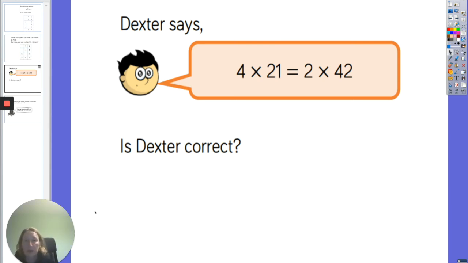And now I'm going to talk you through the answer, because is Dexter correct? Yes, he is correct, because both multiplications are equal to 84. And what you may have noticed is that if you look at these numbers 4 and 2, and then 21 and 42, what we're actually doing is halving and doubling. Okay, so half of 42 is 21, half of 4 is 2.